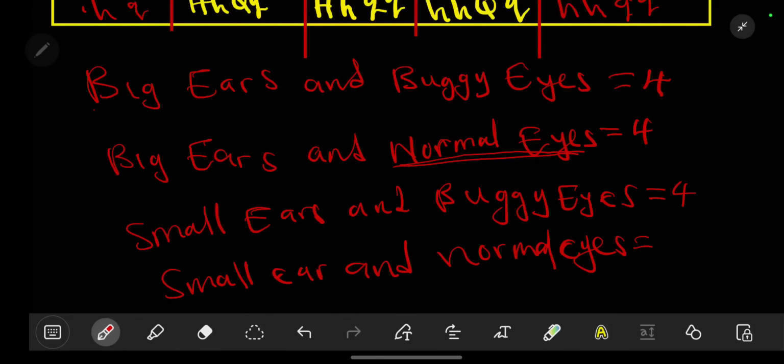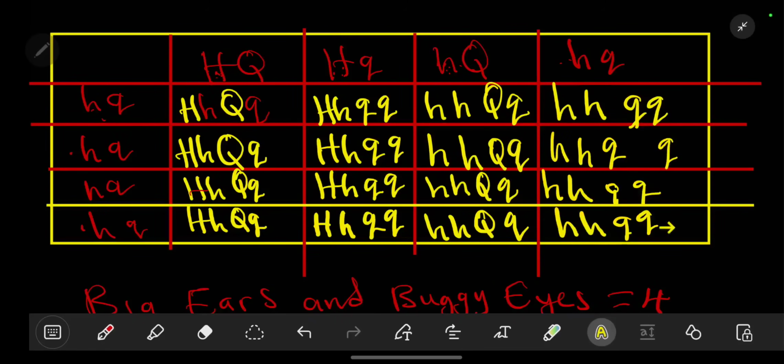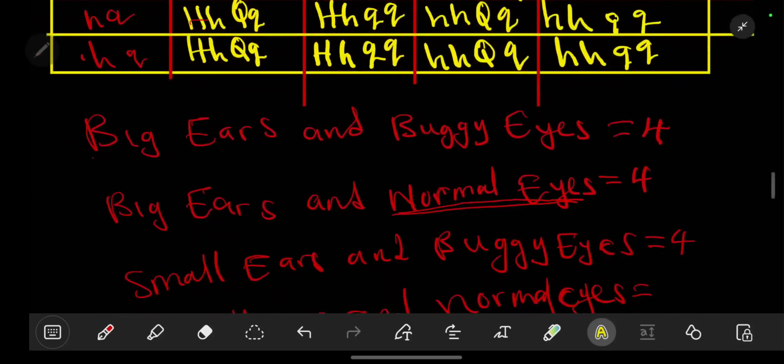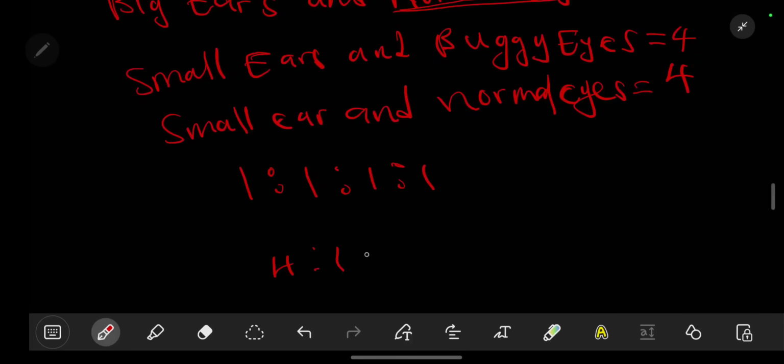Then here we have small ears, meaning 2 small letters of H, and normal eyes means 2 small letters of Q according to this. So here we are just remaining with number 1, number 2, number 3, and number 4 like that. So we can have something like this. We have 4 like that. So the ratio is 1 to 1 to 1 to 1, which is the same as 4 to 4 to 4 to 4, which when reduced, if you divide by 4 throughout, you're going to have 1 to 1 to 1 to 1.